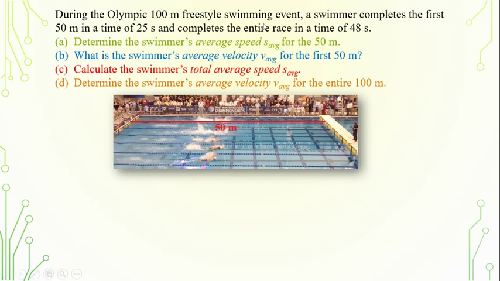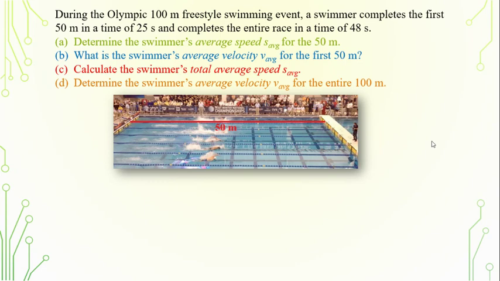Okay. So it says during an Olympic 100-meter freestyle event, a swimmer completes the first 50 meters, so just the way there, in a time of 25 seconds, and completes the entire race in a time of 48 seconds. So the distance there is 50 meters, and then the distance back is 50 meters since it is a round trip. 50 plus 50 would give you a distance of 100, which is what the event is. Okay, so there and back.